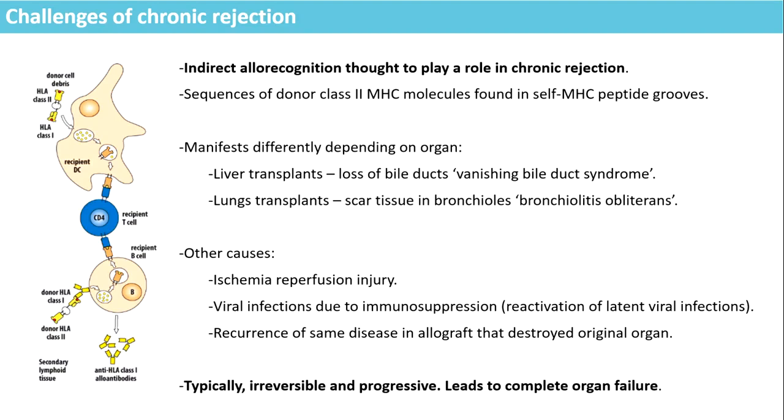In some instances, the actual disease that an individual had that destroyed the original organ may reoccur, and then that can destroy the transplanted organ as well. As we mentioned, chronic rejection is irreversible, and it tends to be progressive, and it will ultimately lead to total failure of that transplanted organ.